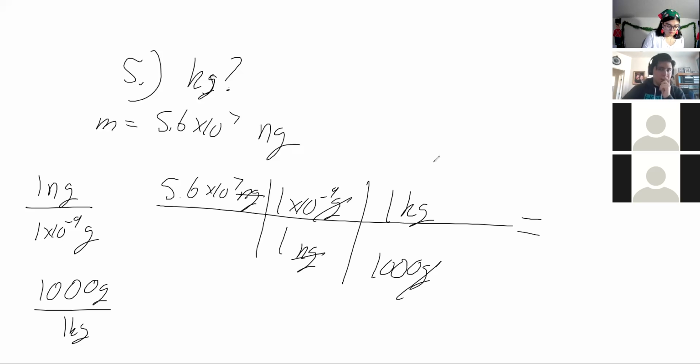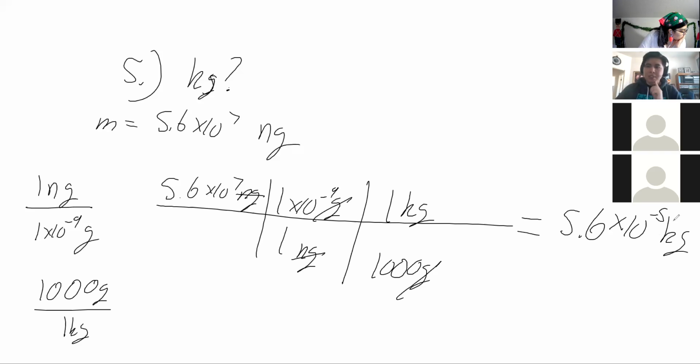Is it 5.6 times 10 to the negative 5 kilograms? And what is my unit? Kilograms. Yeah, kilograms. So 5.6 times 10 to the power -5 kilograms. Yes, this would be your final answer. So good job. With that being our final answer, let's move forward. If anyone has any questions, feel free to interrupt me.